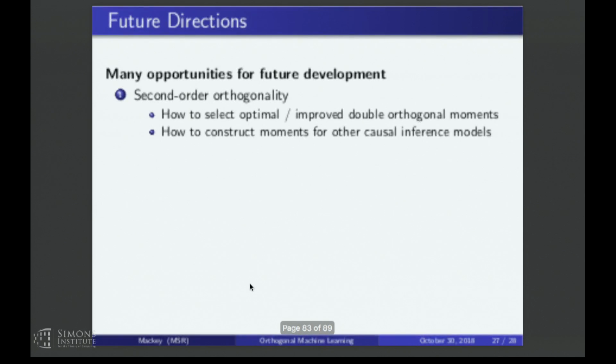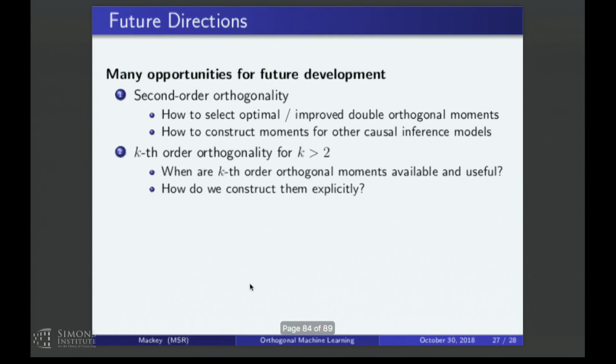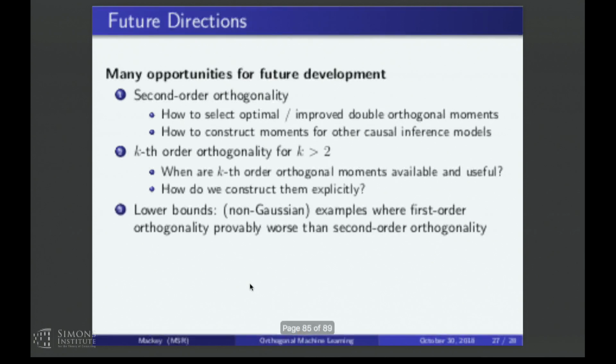I just want to leave you with some opportunities for future direction, some of which have already been surfaced in the conversation so far. First, for second order orthogonality, how do we select optimal moments, or if not optimal, improved moments over the ones I gave you today? And how do you construct moments for other causal inference models? I mostly focused on partially linear regression. For kth order orthogonality, when are they available? I only really explored second order here. When can you do third order or fourth order, when are they useful, and how do we construct them?